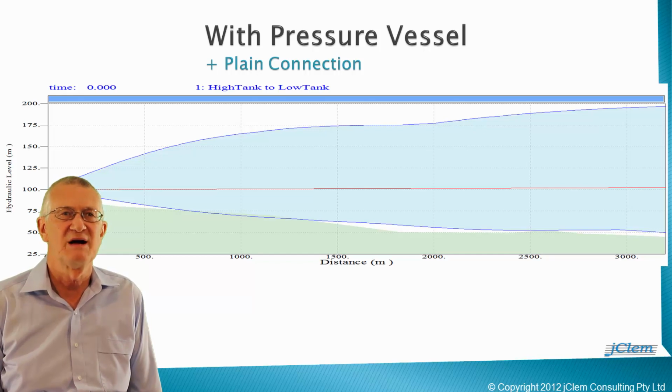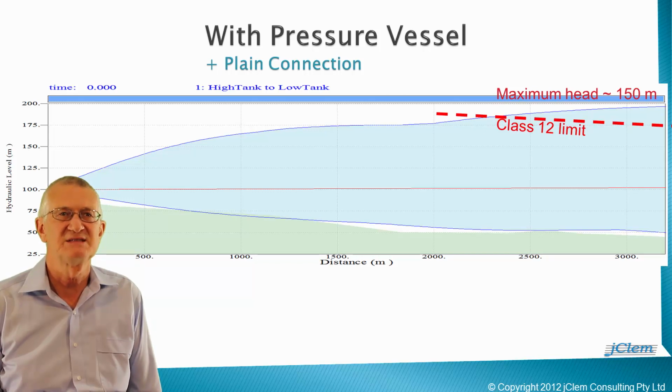From this profile and the transient head envelopes, we can conclude that the pressure vessel has eliminated unacceptable negative heads along the pipeline. However, by adding the stored energy of a pressure vessel to the system, the maximum transient head in the system has increased. At a maximum of 150 metres, this outcome is unacceptable. Adjacent to the pump station, it exceeds the Class 12 pressure rating of the pipeline.